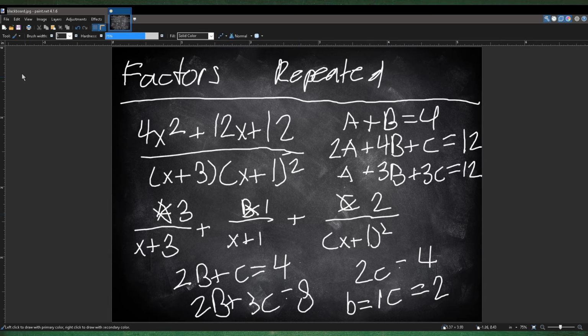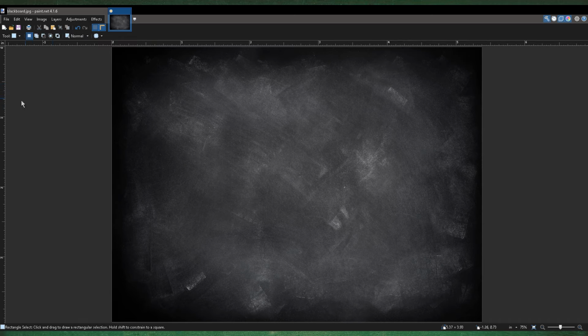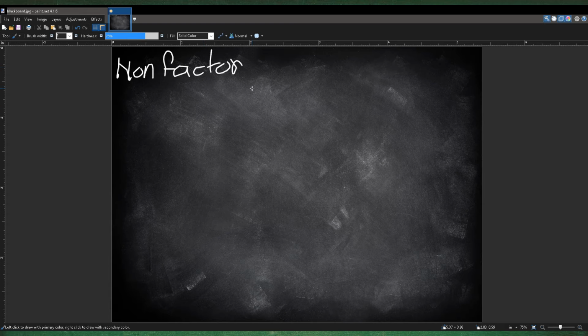Now, the third case would be if there were non-factors. There could be combinations with these, so it could have factors and non-factors. But if there are non-factors, you're just going to use the usual non-factor case. So there's factors non-repeated, factors repeated, and then non-factors non-repeated. The fourth one is non-factor repeated, but so far we're going to work on the non-factor non-repeated.